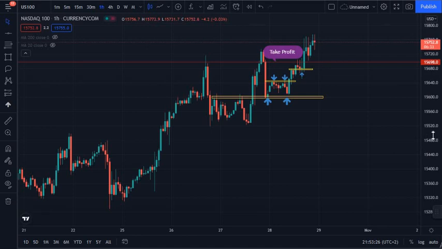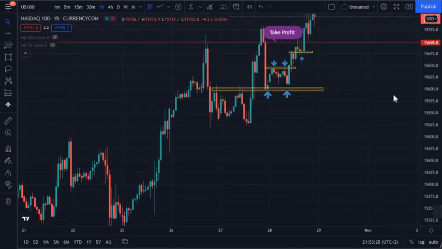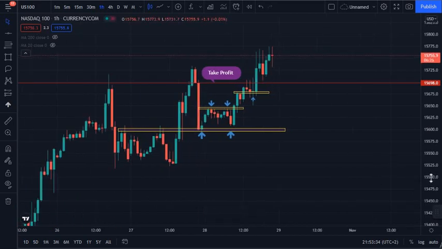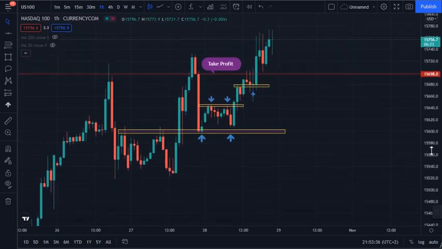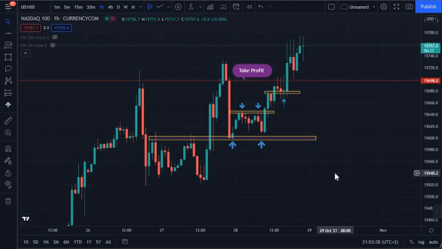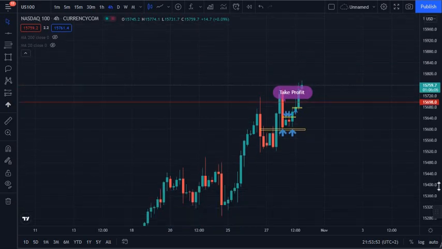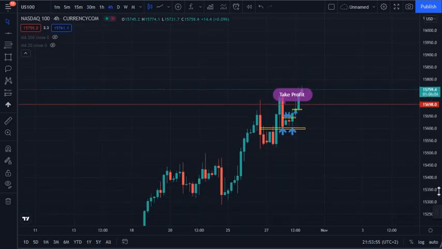US 100 Nasdaq. So as you saw earlier on in the video, as I always do, I do an analysis of how the market plays out, and how I analyze the market. So as you can see over here, if we go onto the 4-hour of the chart, price is in a bullish movement, right?